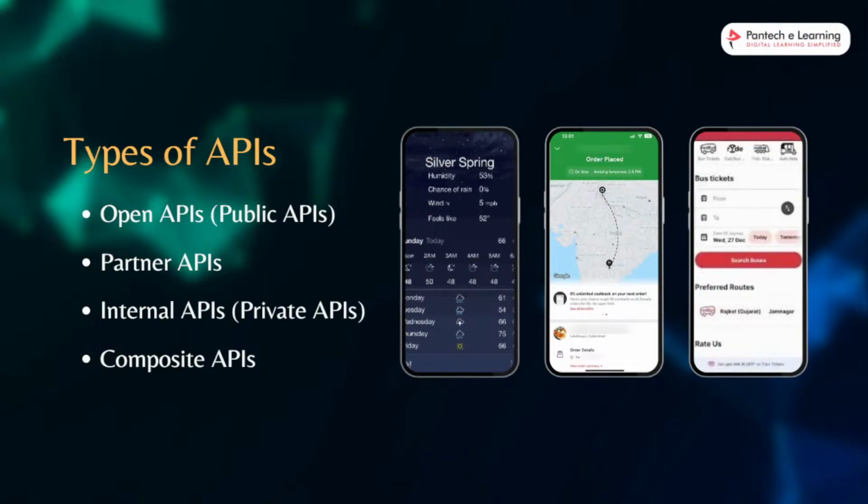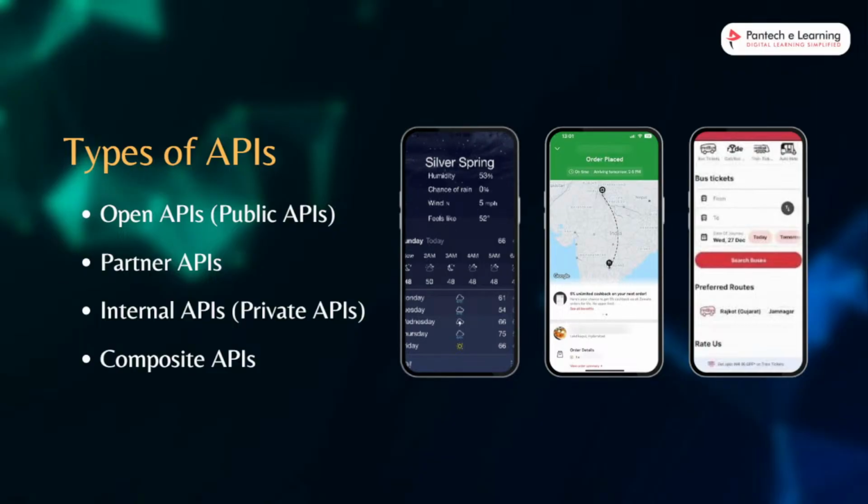And what are the types of API? These are the four types of API: open API, partner API, internal API, and composite API. First, we understand what is open API. In the name of open API, we openly use this API data. Basically, it is free and everyone can access it. That is called open API.